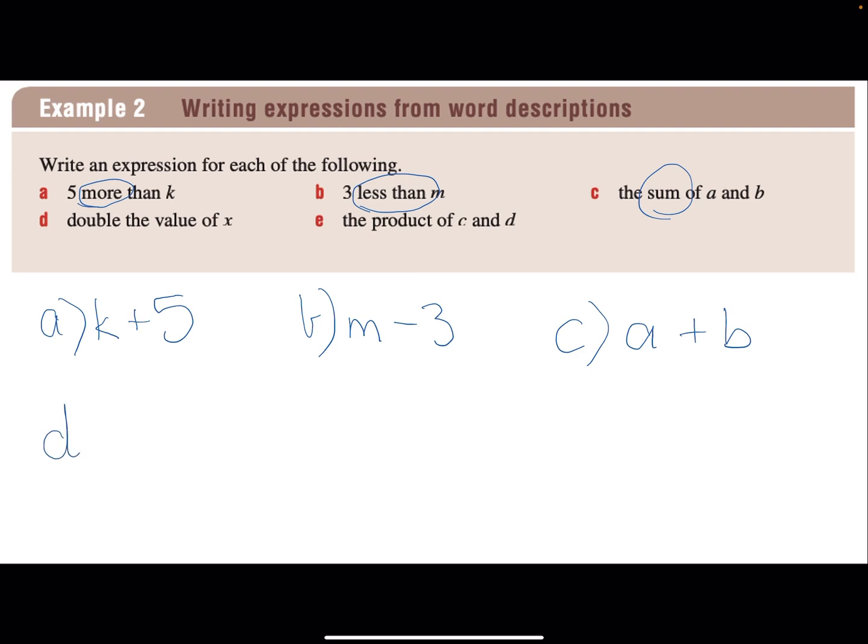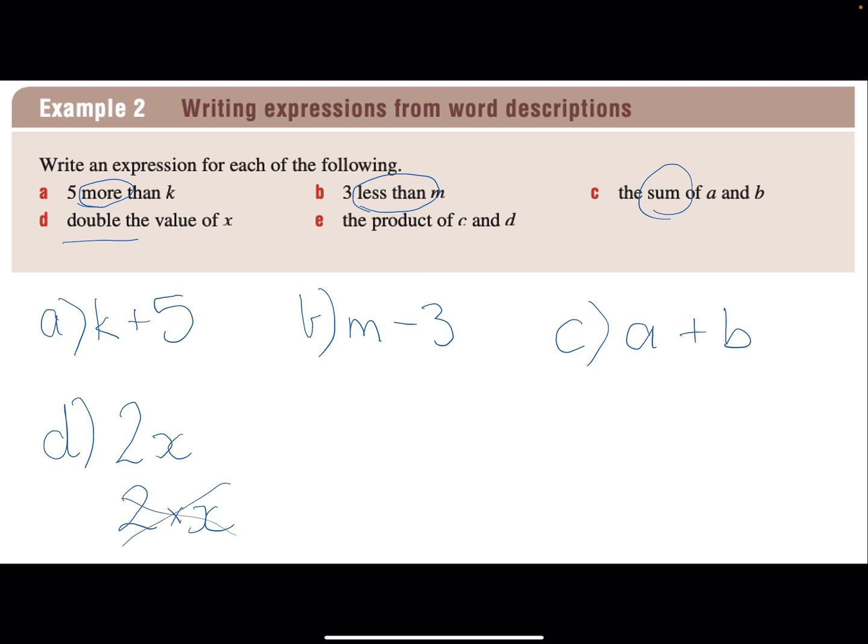When we're looking at D, we're going to write double the value of X. So I know that that is 2 times X. And in yesterday's lesson, we learned that we don't need to write the multiplication symbol, so we can just write 2X. And this is a good example of why we don't write the multiplication symbol. That could look messy if we were writing 2 times X.